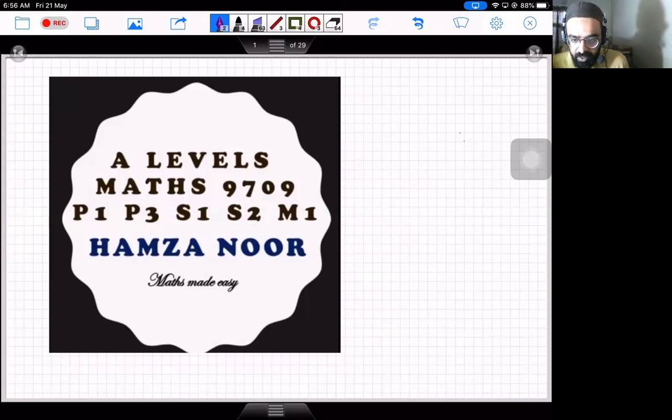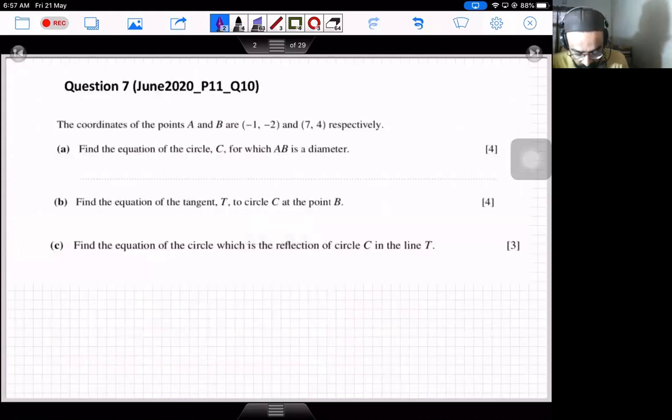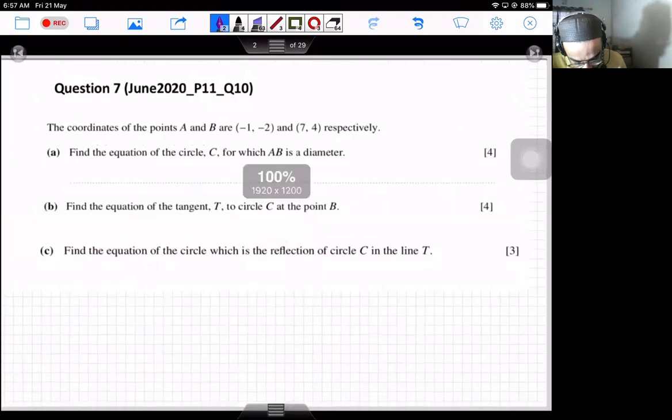Assalamu alaikum students, this is Hamza Noor, and today we have a question from P1 equations of circle, and the question is from May June 2020 paper 1 question number 10. The question says that the coordinates of the points A and B are -1 comma -2 and 7 comma 4 respectively. Find the equation of the circle C for which the line AB is the diameter.